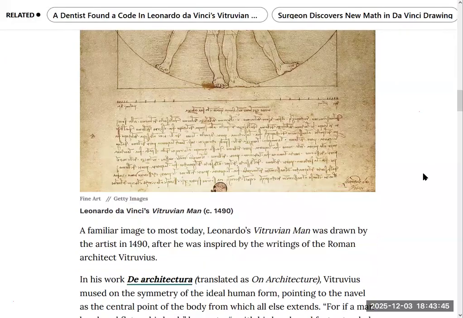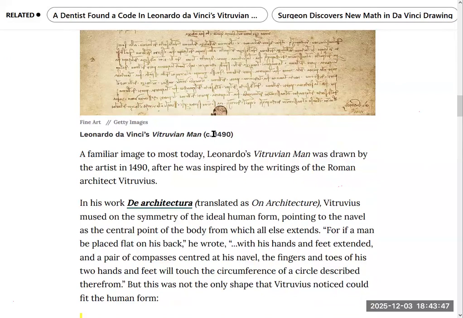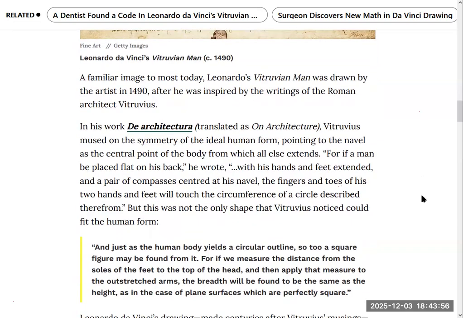So, okay. And it's dated here for 1490, so it's a little over 500 years ago, isn't it? So, Yoshi, are you okay reading the next section just below there? And it starts out with a familiar image. A familiar image to most today.